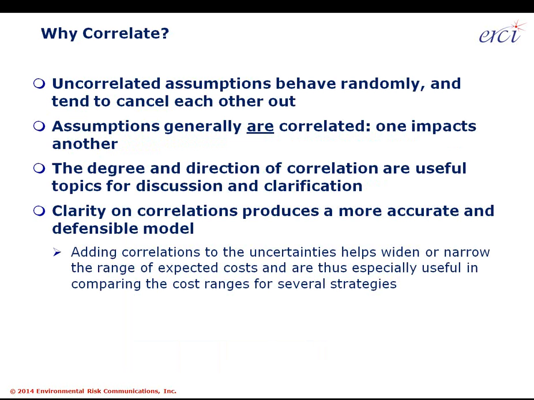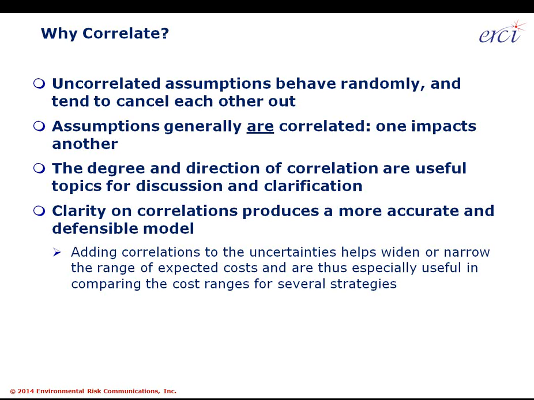Next step to perform after putting the assumptions into this is go through a process of statistical correlation. Why? As I mentioned before, uncorrelated assumptions behave randomly. They cancel each other out. They perform more or less like stocks and bonds in an IRA. Their behavior tends to offset one another.